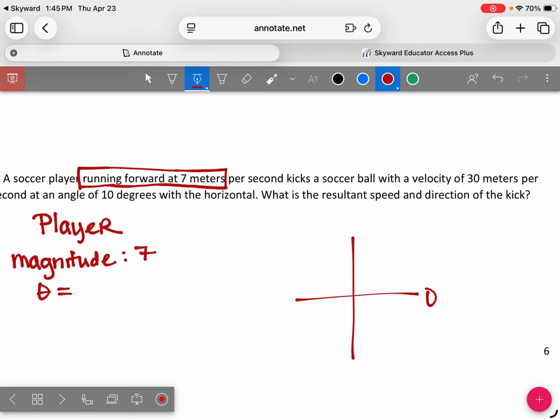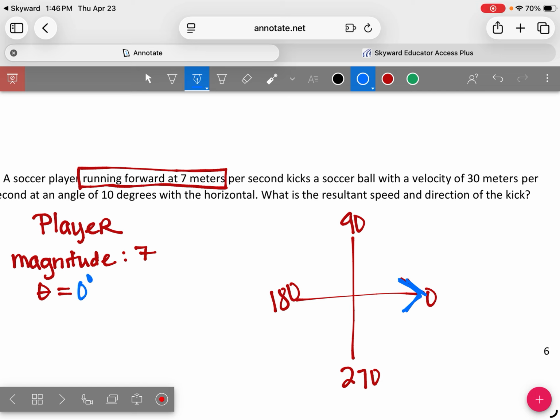This here, 0, 90, 180, 270. Okay, we don't worry about 360. We just say 0. Okay, so here, if I'm going forward, would you agree that that means I'm going this direction? What angle am I pointing to? 0. So the direction for the player is 0 degrees.